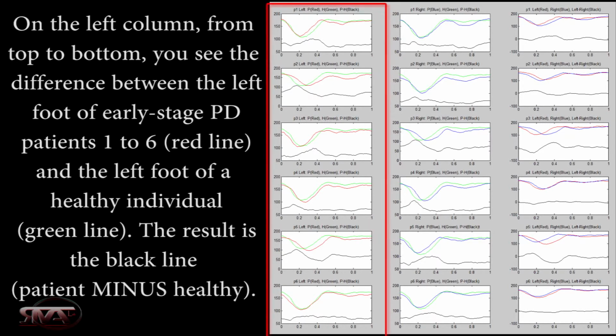On the left, from top to bottom, you can see the difference between the left foot of early stage PD patients 1 to 6, which are represented with the red line, and the left foot of a healthy individual, which is represented by the green line. The result is the black line, patient minus healthy.